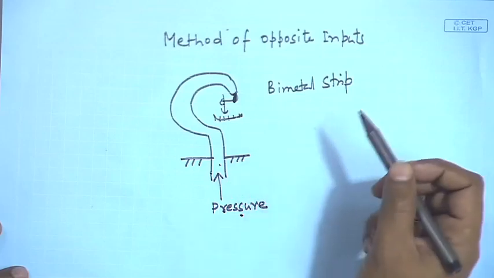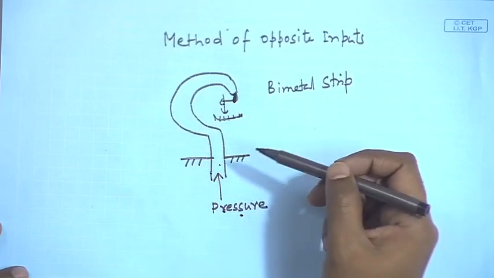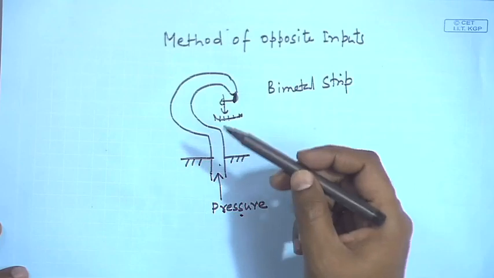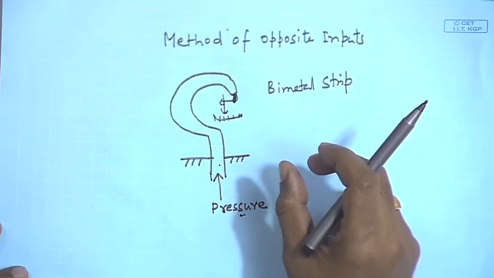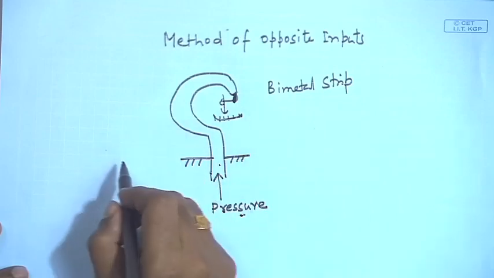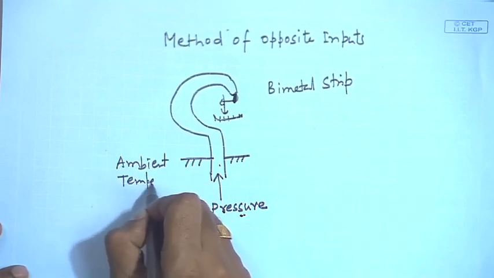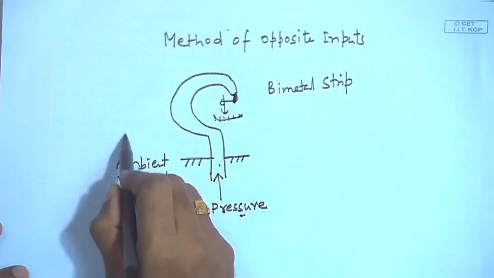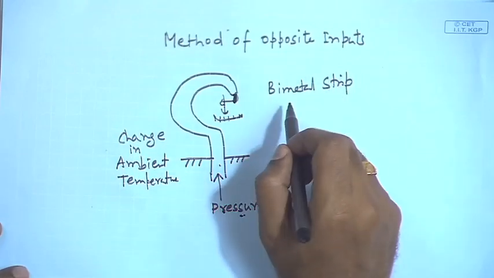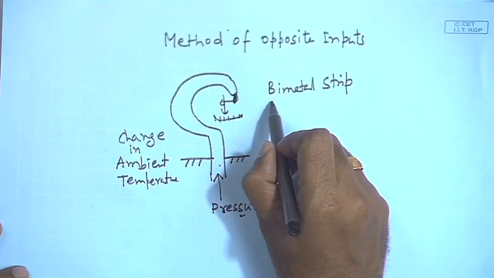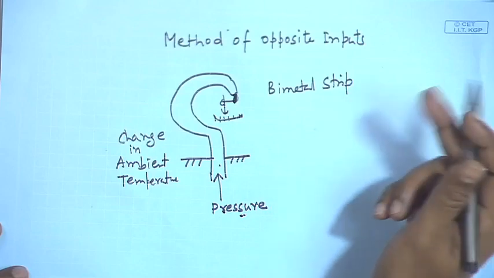Suppose we are talking about a situation where the tip of the Bourdon tube is deflecting more than it should correspond to the given pressure being applied, and that additional deflection is the result of change in ambient temperature. Now, if I can design a bimetal strip which deflects when subjected to a temperature.